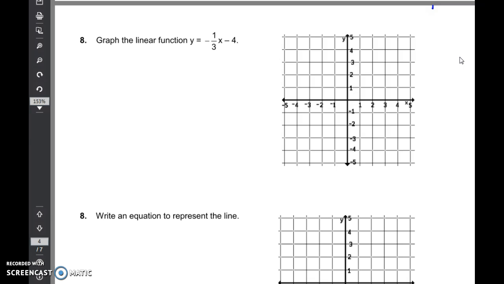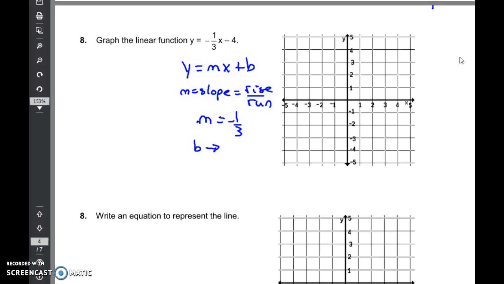This is the linear function. This is in the form y equals mx plus b, where m is the slope, which is rise over run. You don't need to write all this down, but if for some reason you haven't learned this yet, you have to learn it before the retake. You must learn it now. And in this case, the slope is negative 1/3. B is the y-intercept, and our b value here is negative 4.